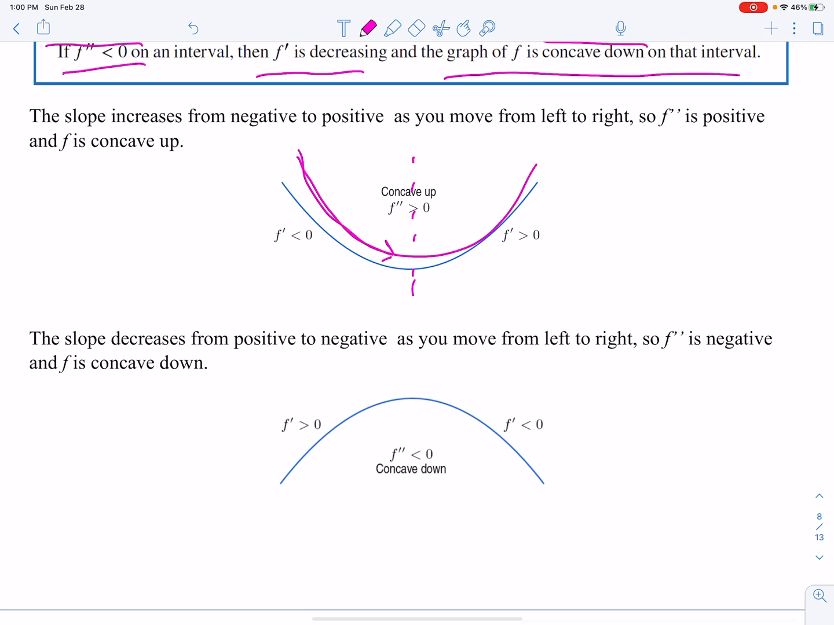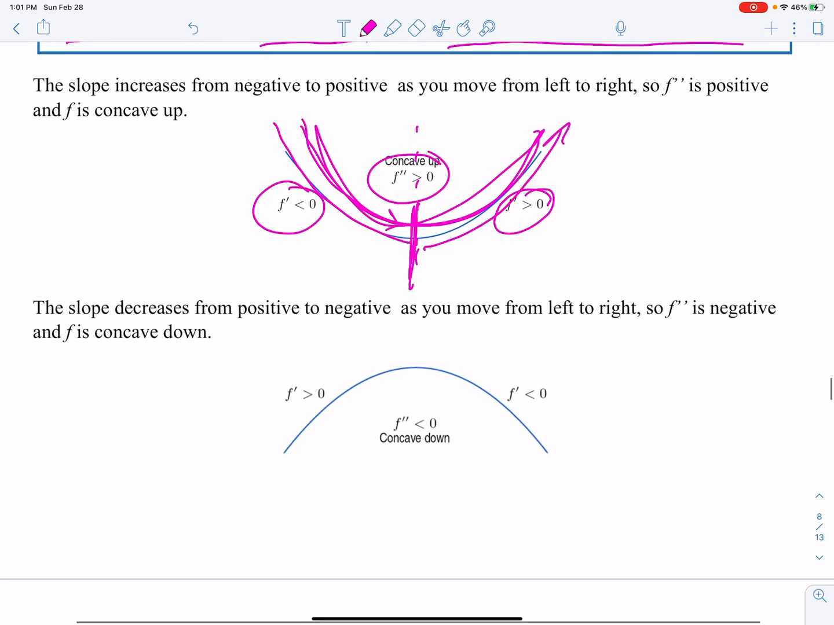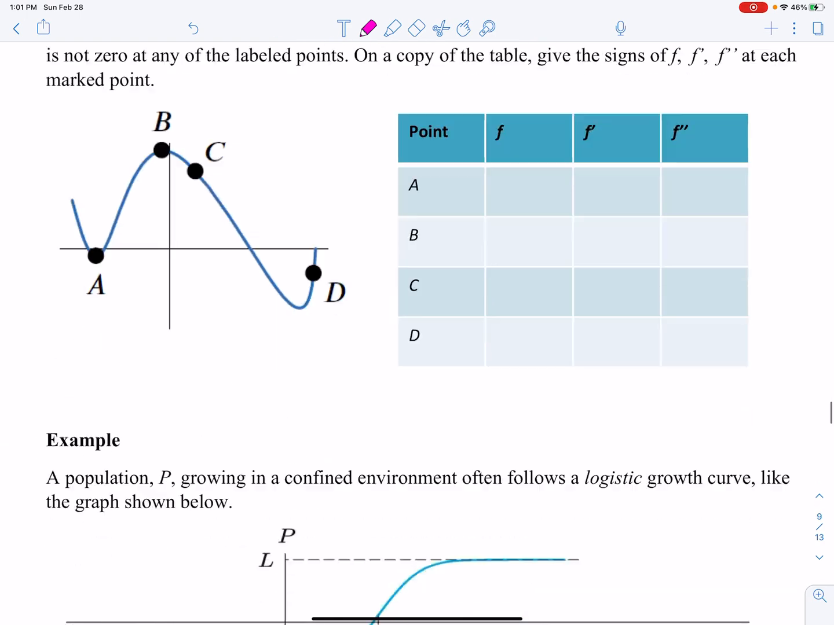So through this whole interval here, this entire interval, the second derivative is positive. Okay? But from here to here, the first derivative is negative because the function is decreasing. But from here to here, the first derivative is positive because then it's increasing. Okay? Same thing here, or just going the other way around. Through this whole interval, the second derivative is negative, concave down. Okay, but from here to here, positive derivative because the function's increasing, and negative derivative here. Okay? All right, so let's do an example.